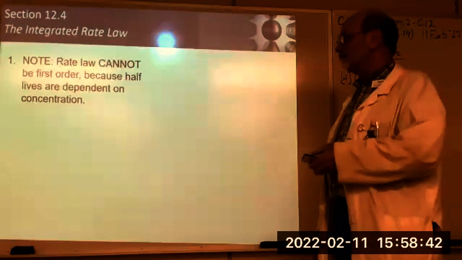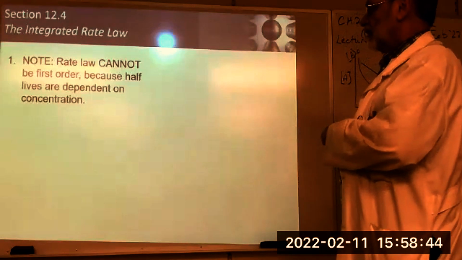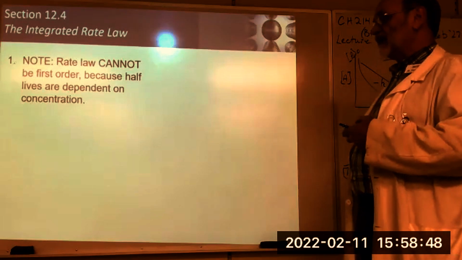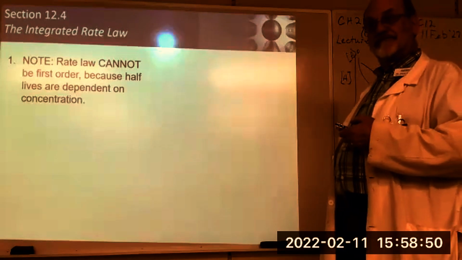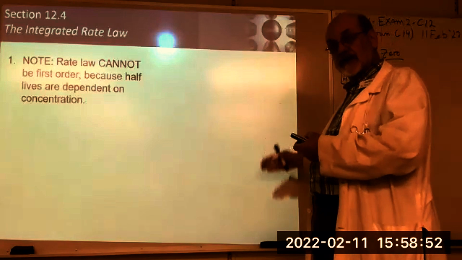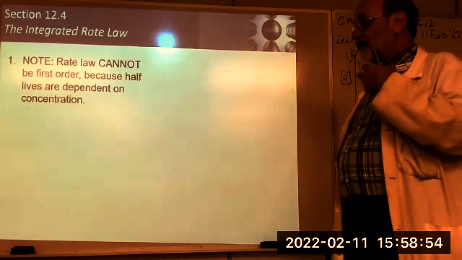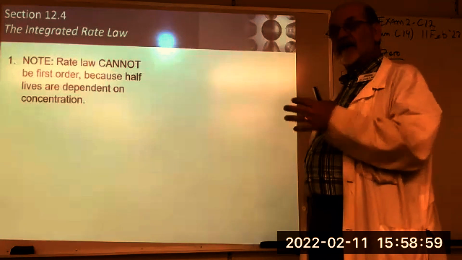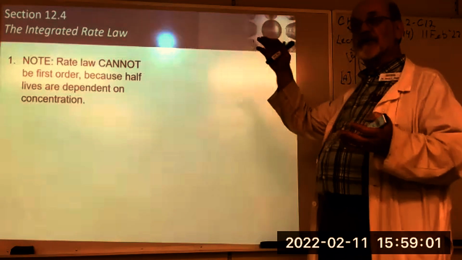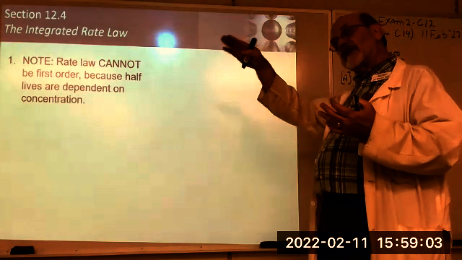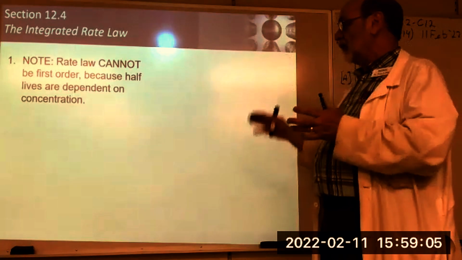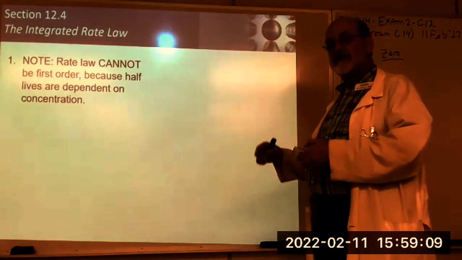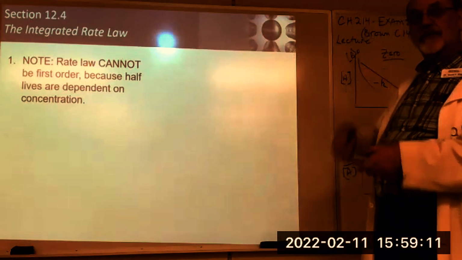Okay, process of elimination. Notice that the rate law cannot be first order because the half-lives are dependent on concentration. We noticed that the half-lives were different for each of them, right? And for first order, the half-lives are not dependent on concentration at all. It's 0.693 divided by K. So we know it's not first order. That simplifies things a lot. Now we just have to decide between 0 and second order.